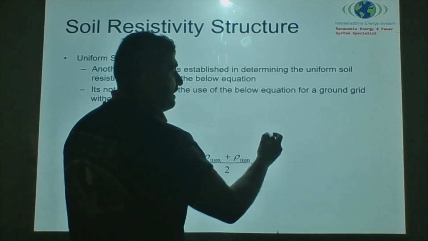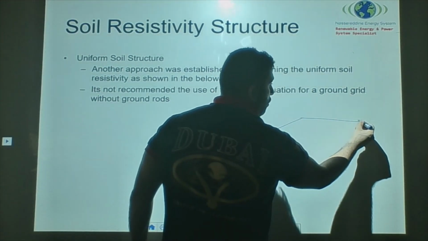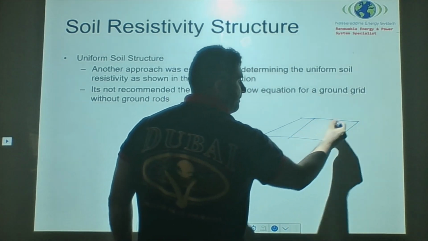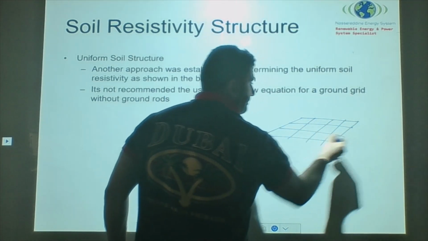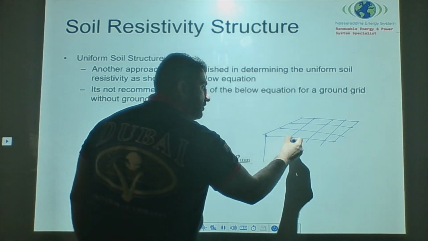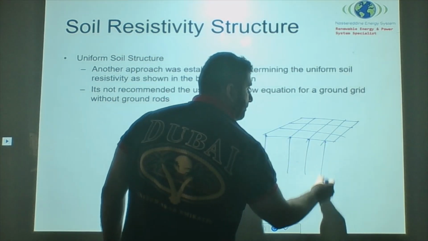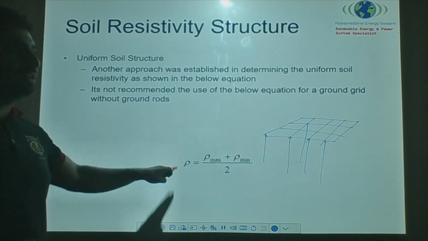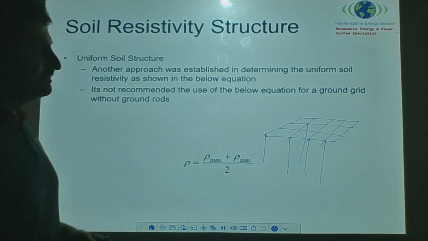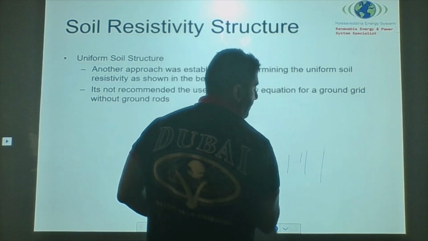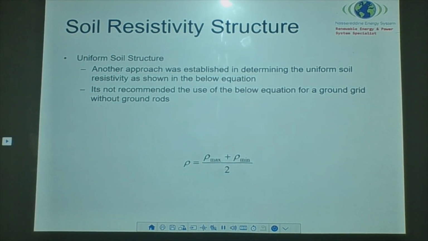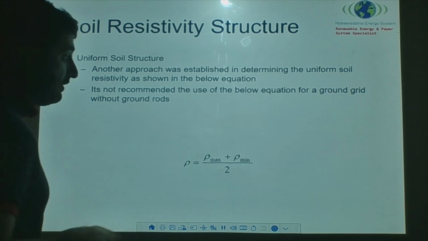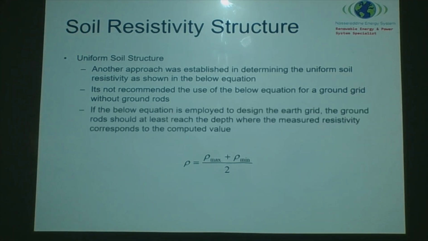What does it mean without a ground rod? Some people use only mesh. If you don't have a ground rod down, it is not recommended to use this equation. You must have a ground rod to use this equation, under the condition that there's small variation in the measured resistance.